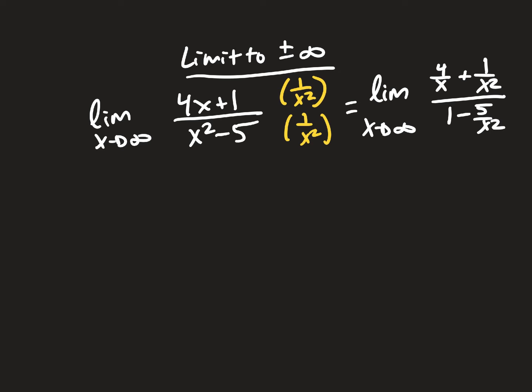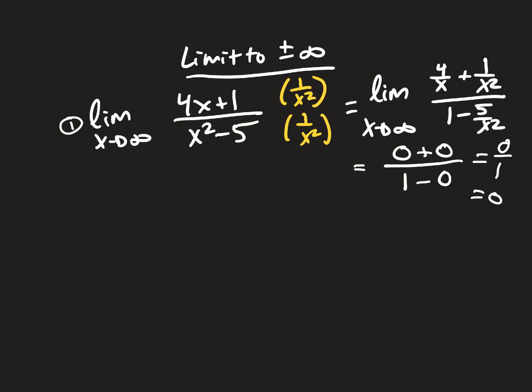Now, if I think about plugging in huge values for x, I'm going to have the numerator, the 4 over x will go towards 0. The same with the 1 over x squared. 1 is just 1, and then minus 5 over something huge will go towards 0. So 0 over 1 is just 0. All right, so that limit as x went to infinity for that first problem was 0. Well, let's try a different problem.